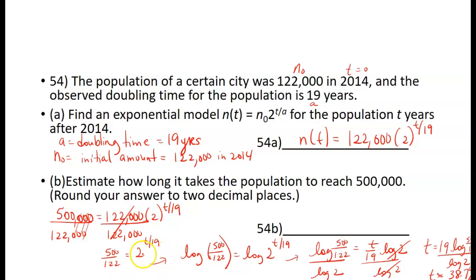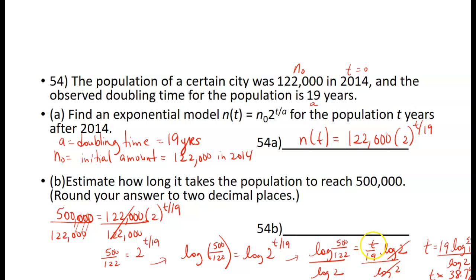So next what we have is we need to take the log of both sides so that we can get this t down to work with it. So if I take the log of both sides, then that's going to allow me to bring this t over 19 down in front. So I'm going to have this numerator here.